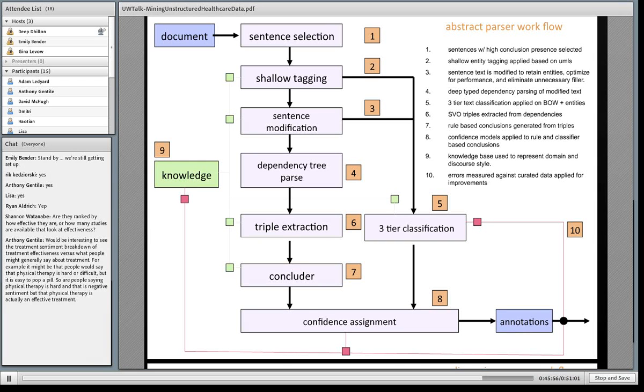And so that's step. When we're all done, we know we have a sentence, and somewhere in it is something saying something is effective. So then we have some heuristics to try to figure out what that something is with the treatment. And at the end of it all, we spit out something comparable to the other flow.